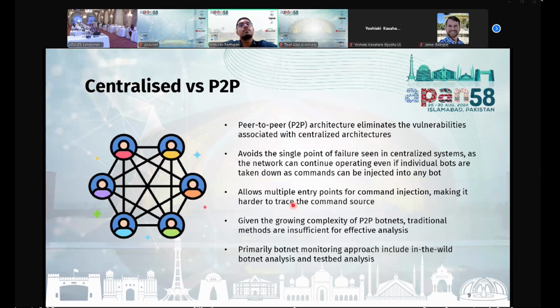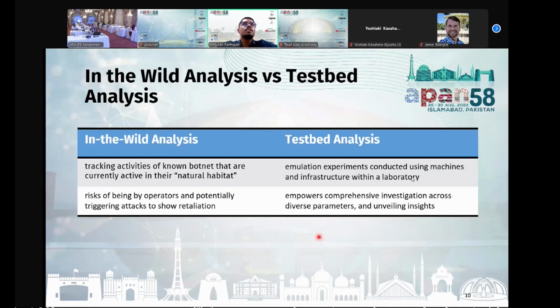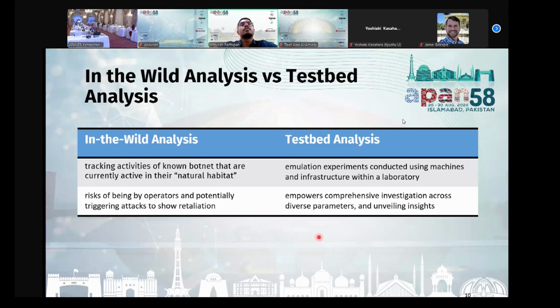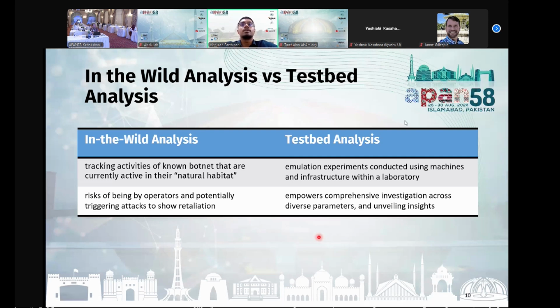Primarily, there are 2 types of monitoring approaches for peer-to-peer botnets. The first one is in the wild, the second one is test-bed. So the main differences between the in the wild analysis and the test-bed analysis are that in the wild analysis tracks the activities of known botnets that are currently active in their natural habitat, meaning the analysis is done using real-life botnets that are currently present globally.